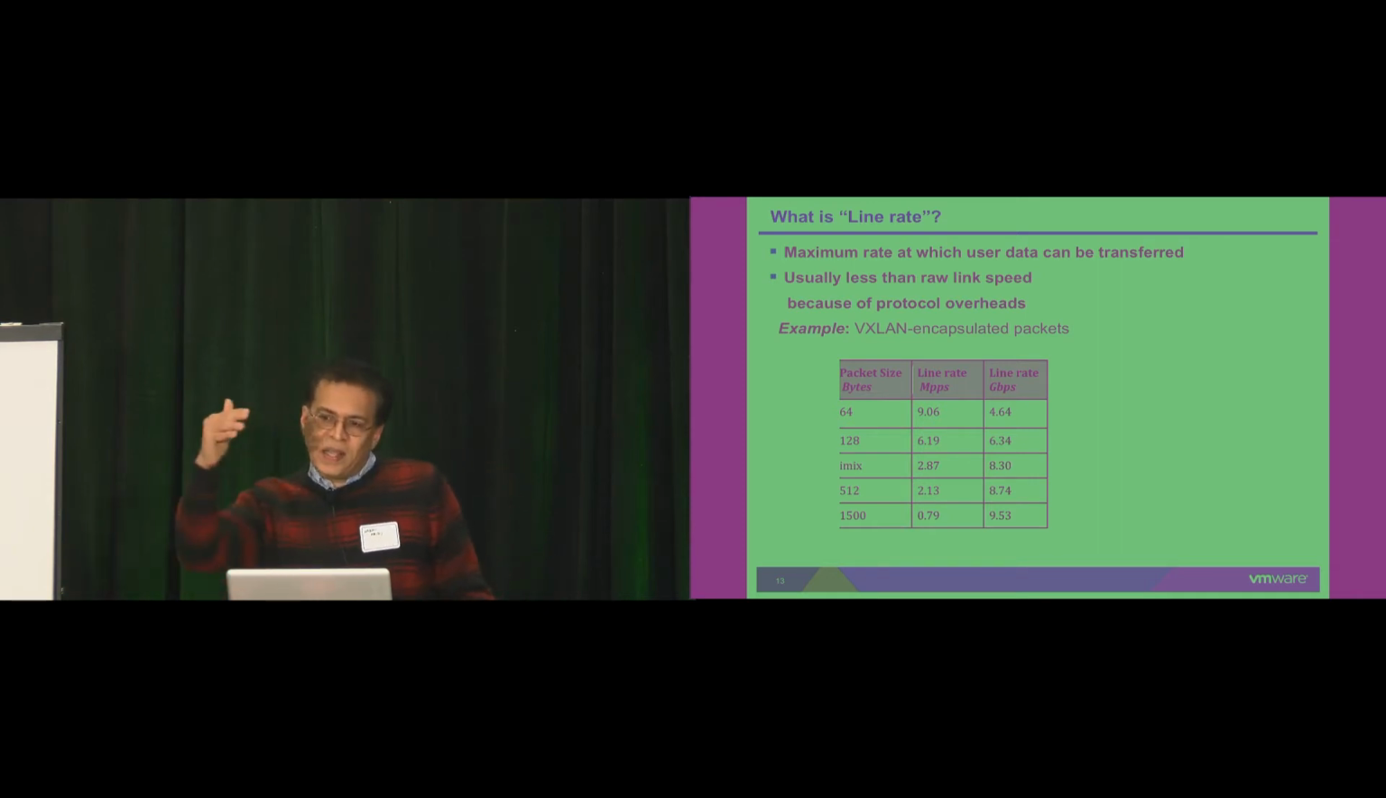So people understand that the max throughput is decreased by the protocol overhead, but sometimes they're surprised by how much the decrease can be, depending on what kind of overlays or protocols you're using.